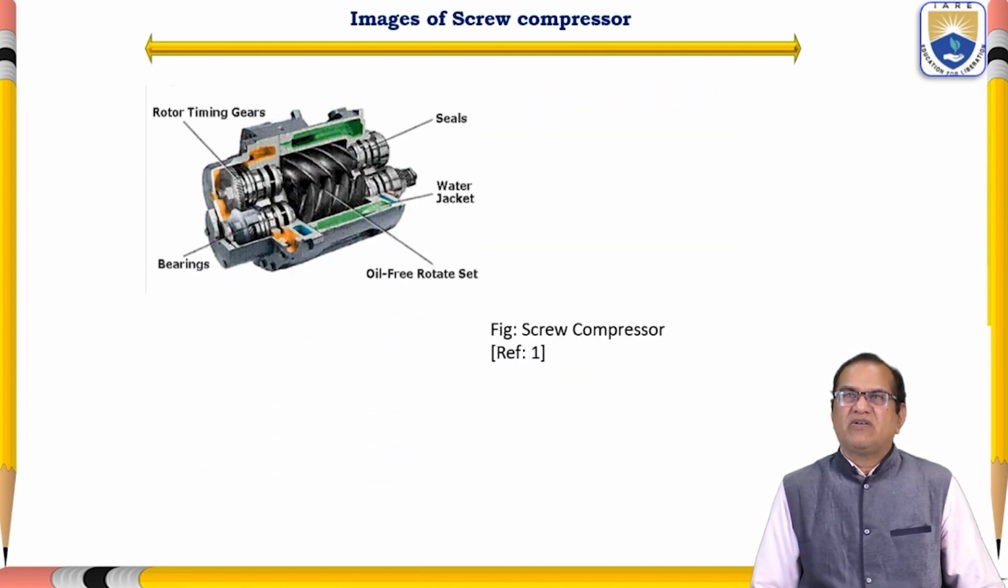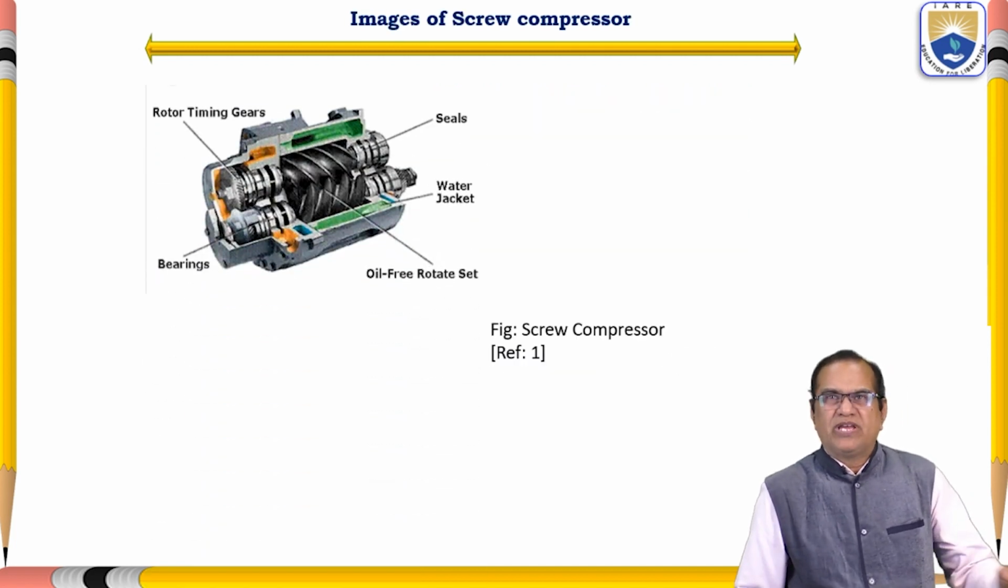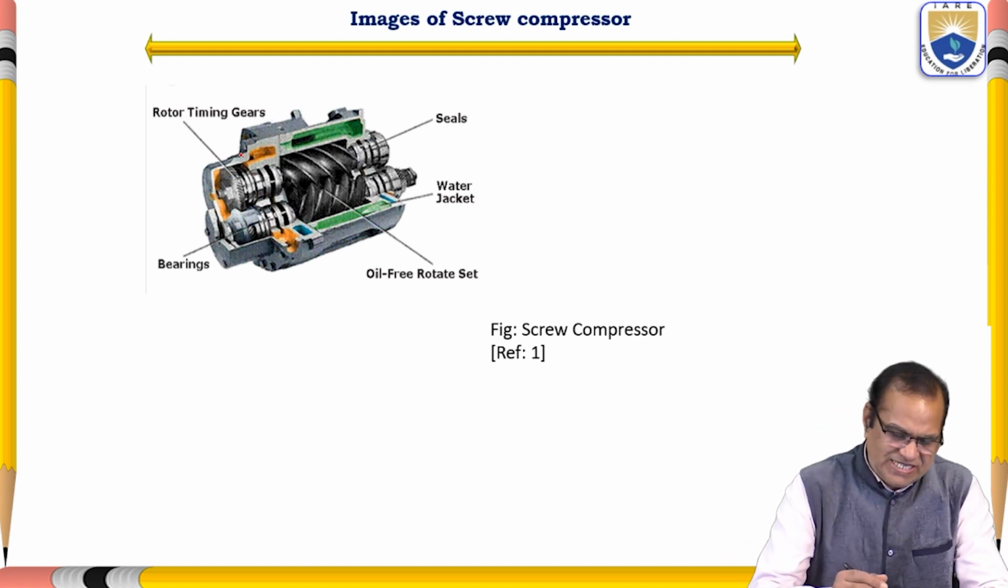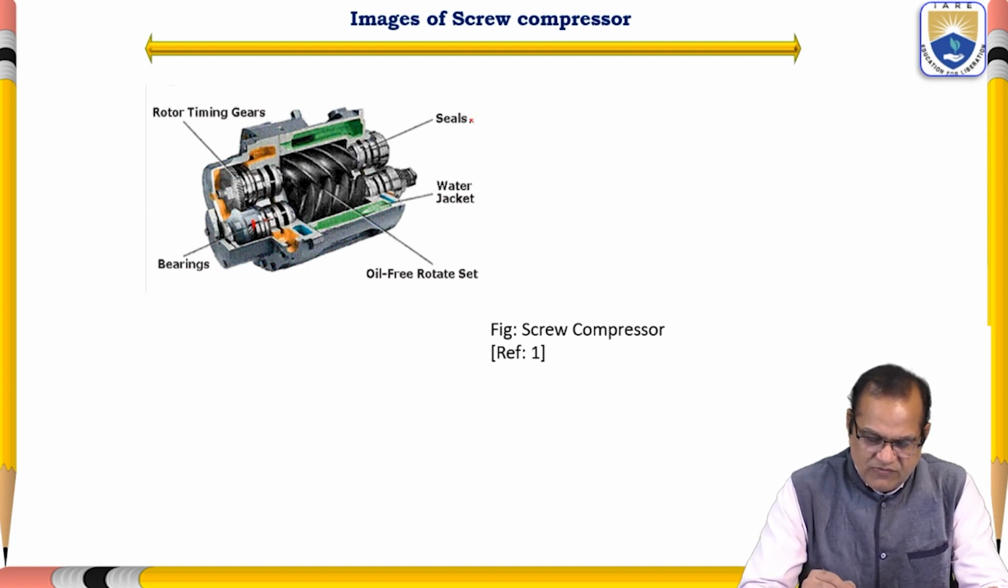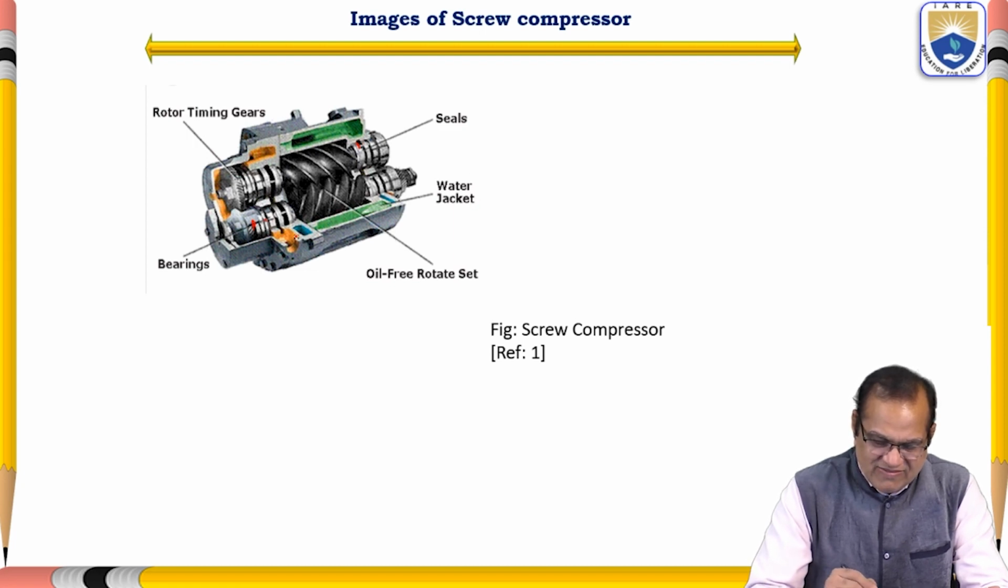So here are images of the screw compressor. You can see the rotary timing gears here. We have the bearings, different bearings are here. Here we have the seals, different seals are there, and here is the water jacket.